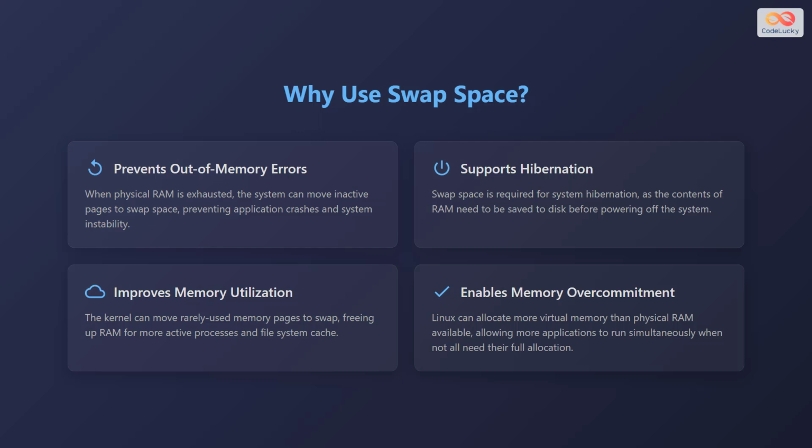There are several key reasons to use swap space. First, it prevents out-of-memory errors. When your physical RAM is exhausted, the system can move inactive pages to swap space. This action prevents application crashes and maintains system stability.